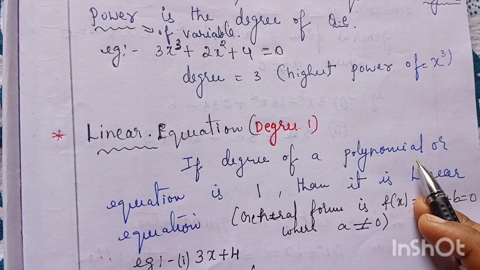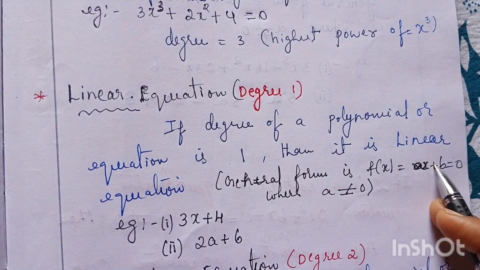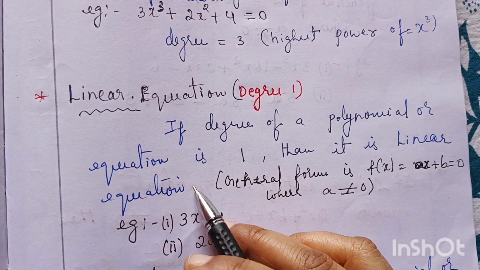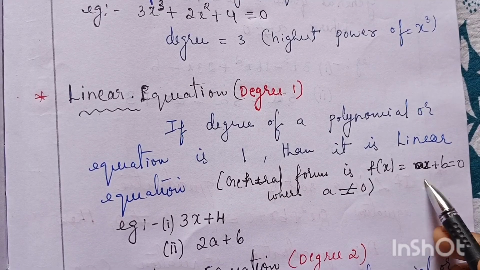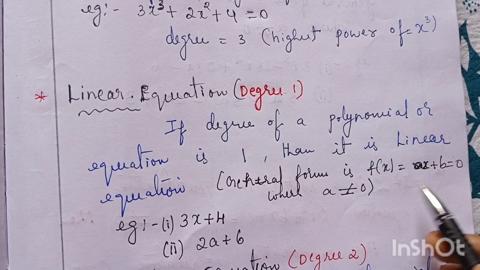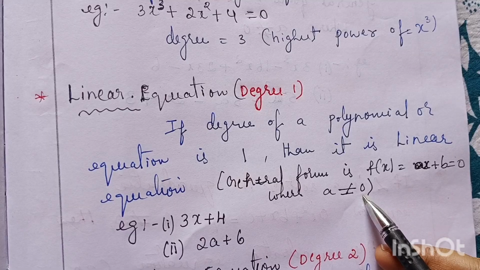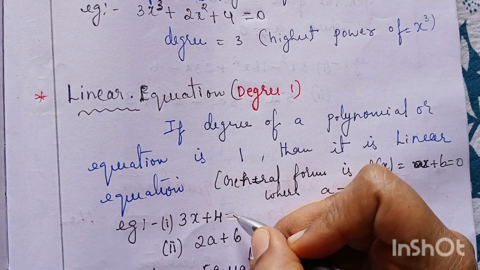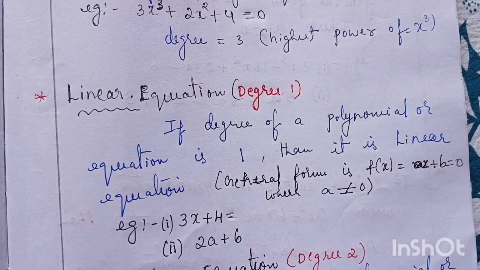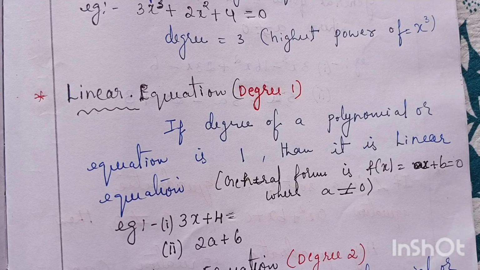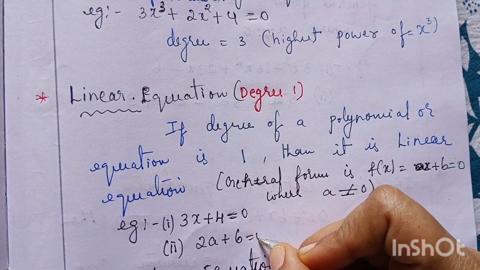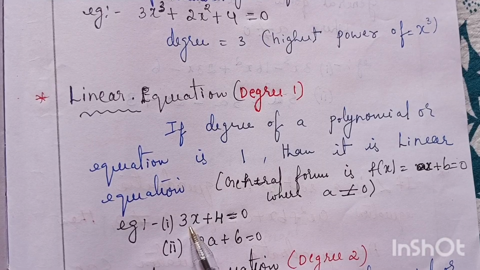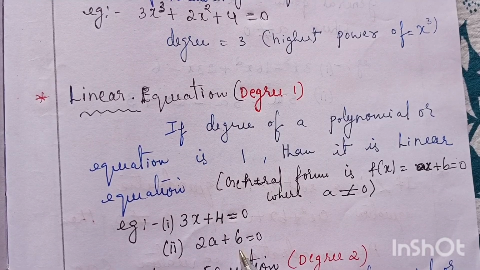Linear equation means degree 1. If the degree of the polynomial or equation is 1, then it is a linear equation. For example, the general form is ax plus b is equal to 0, where a should never be 0. For an equation, we have to write equal to 0. So 3x plus 4 is equal to 0, 2a plus 6 is equal to 0.